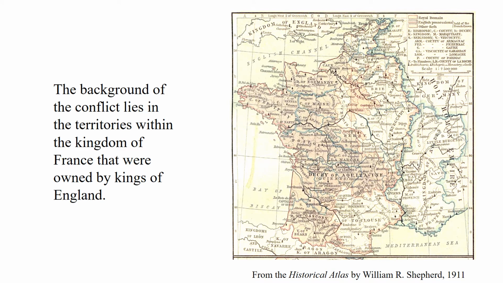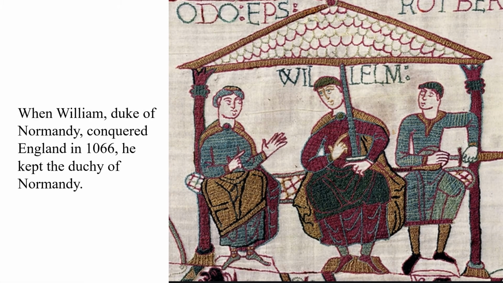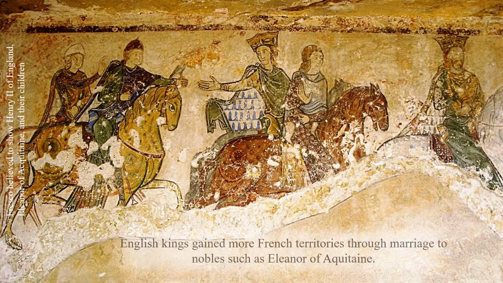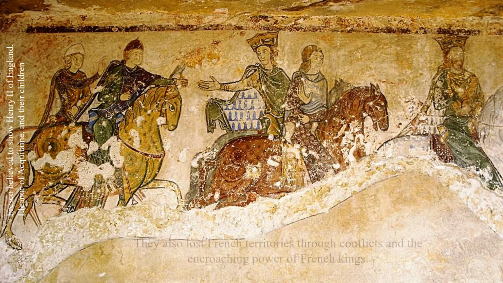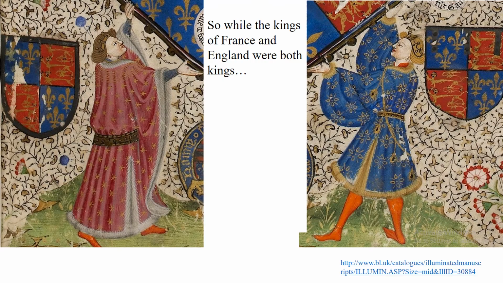The background of the conflict lies in the territories within the Kingdom of France that were owned by the kings of England. When William, Duke of Normandy, conquered England in 1066, he also kept the Duchy of Normandy. English kings gained more French territories through marriage to nobles such as Eleanor of Aquitaine. They also lost French territories through conflicts and the encroaching power of French kings.